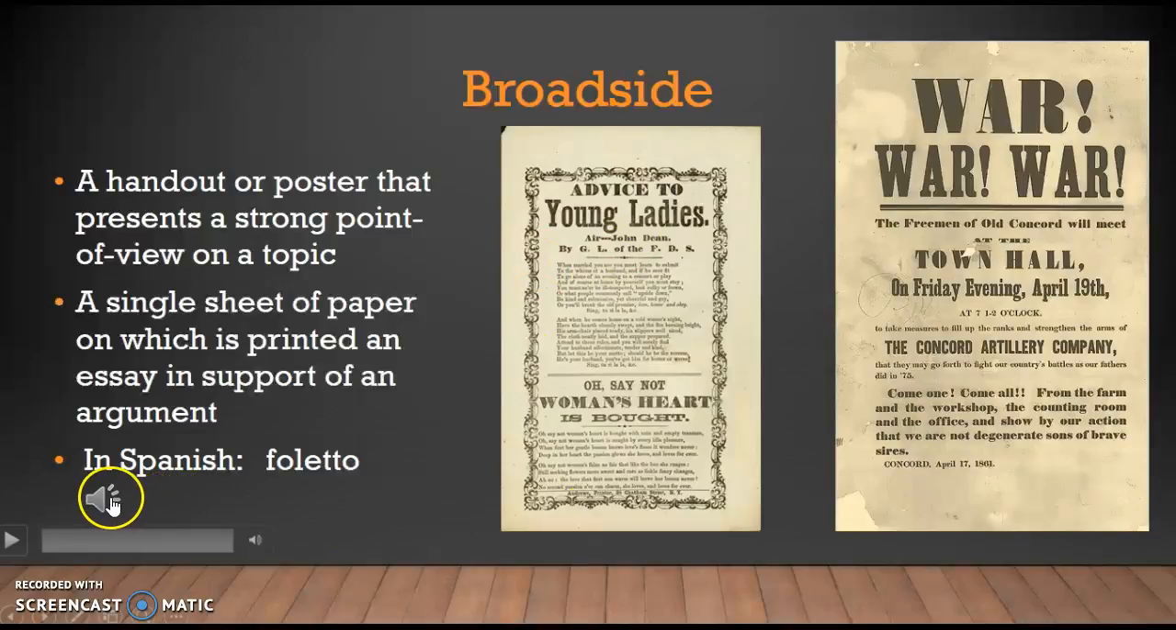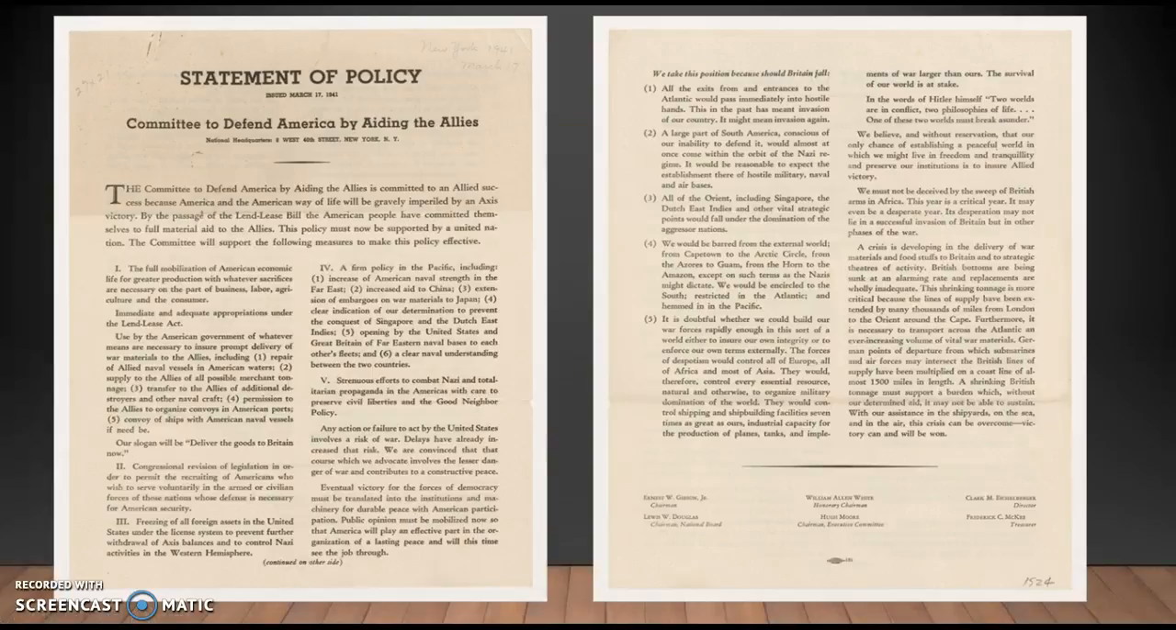In Spanish, the word, one more time. All right. So the broadside that we'll be looking at tomorrow is this. It's the back and front of an argument printed by the Committee to Defend America by Aiding the Allies.